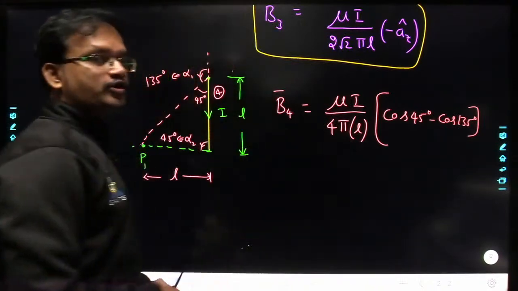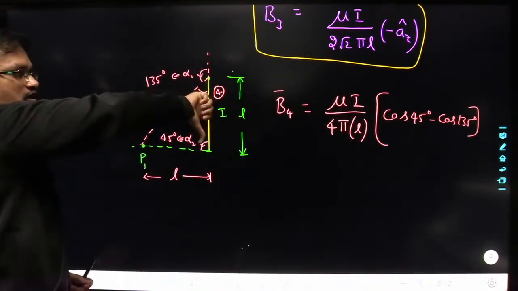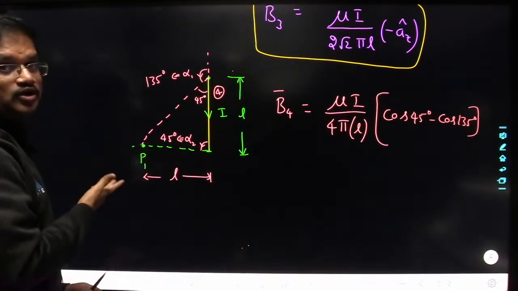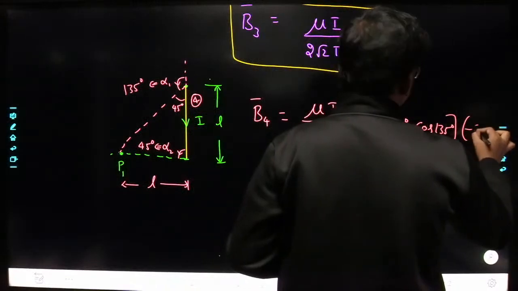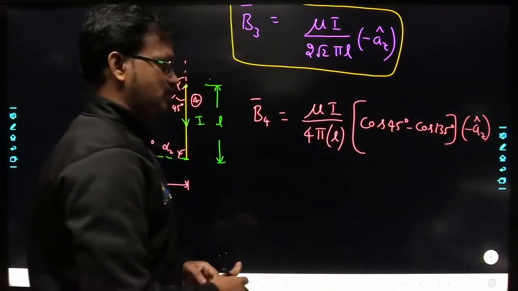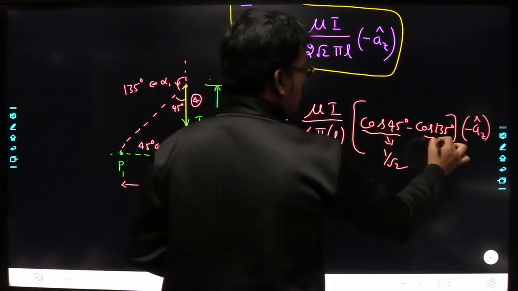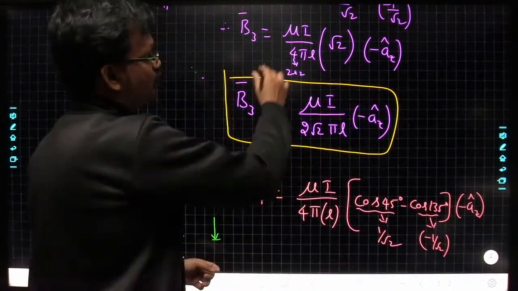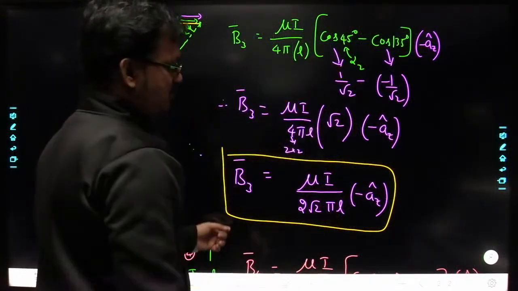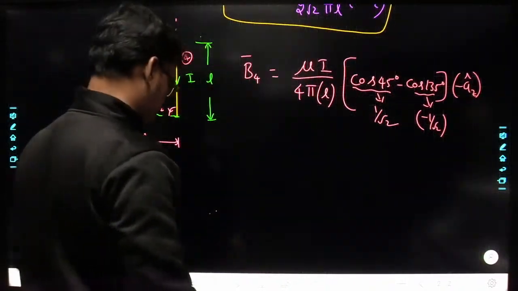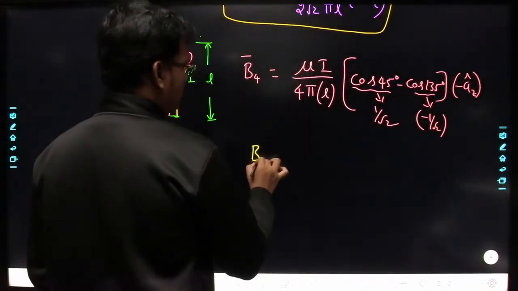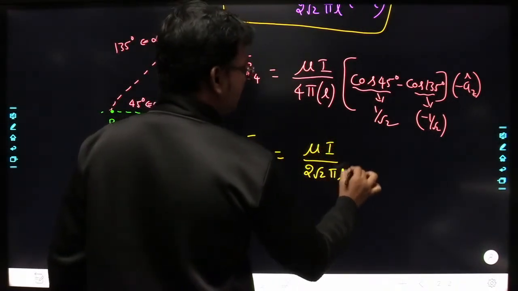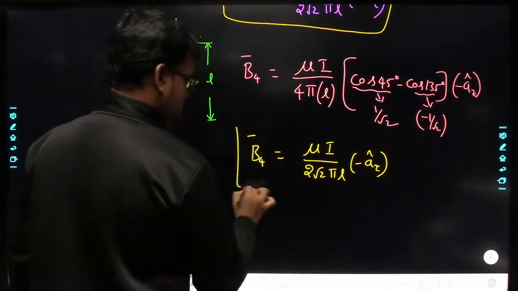Now here the B field is going to point in which direction? Current is flowing in downward direction. On this side the B field is pointing out of the board, and on this side the B field is going to point into the board. So B4 is pointing in the negative Z direction. Now cos 45 is 1 by root 2, cos 135 is minus 1 by root 2. So you are going to get mu I by 4 pi L, the same result. So B4 bar is equal to mu I by 2 root 2 pi L minus AZ cap. This is the expression you are going to get.